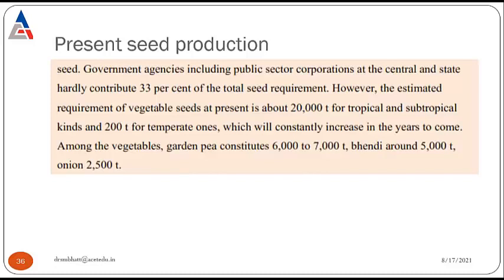So what is the status of present seed production? Talking about the government agencies, including public sector, central and state, they are now contributing only about 33%. Right. So most of the contribution is coming from private sectors, entrepreneurs, and research centers. The estimated requirement of vegetable seed at present is about 20,000 tons for tropical and subtropical kinds, and 200 tons for temperate ones, which will constantly increase in the years to come. Right.